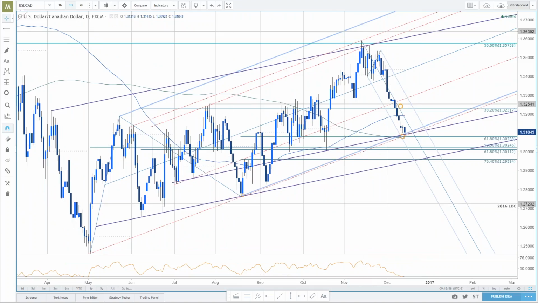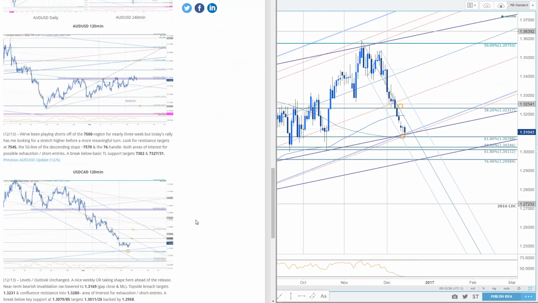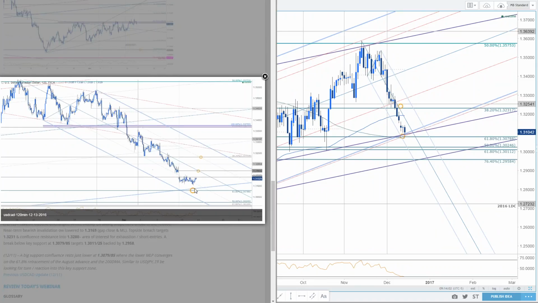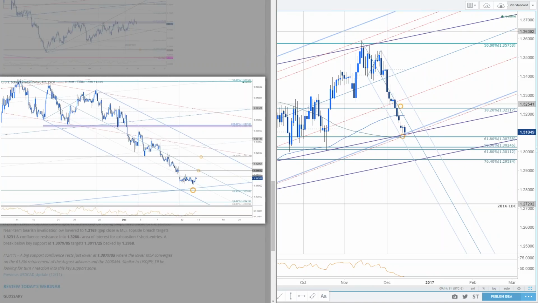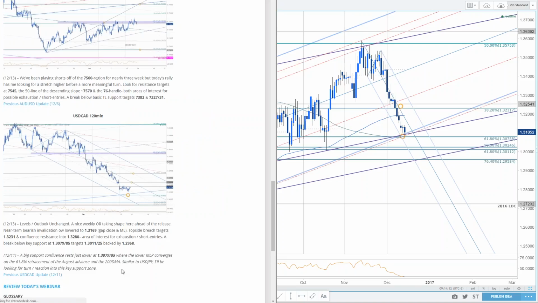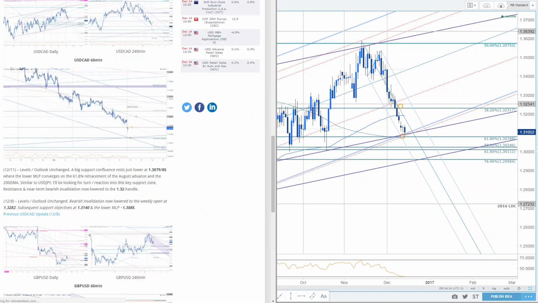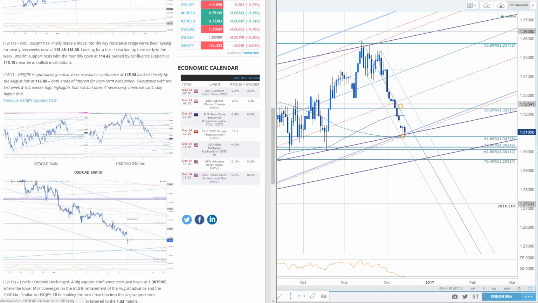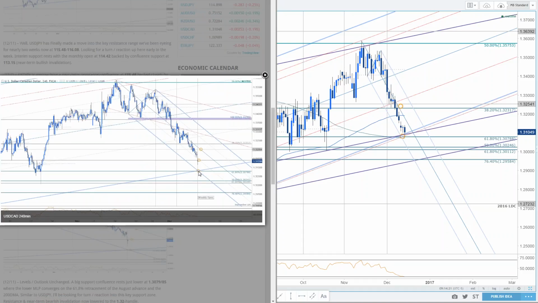Here's where dollar CAD looked like yesterday. There's that key level of support that we were talking about, 130.80. Essentially, the upper side of that range is in the 131 handle. If you recall earlier in the month, when we brought up dollar CAD, here's what it looked like back on the 11th, okay? We were looking for a drop into that zone. We just got it.